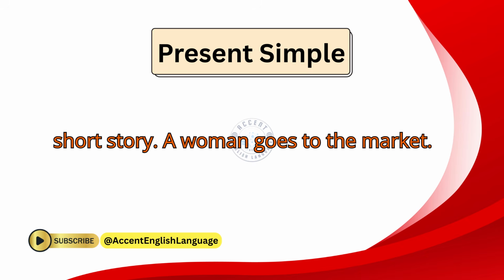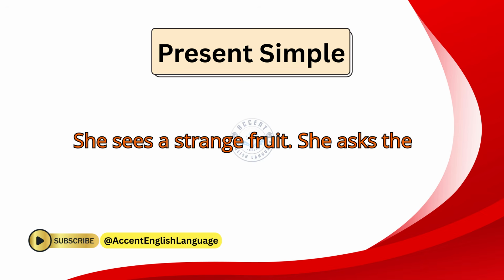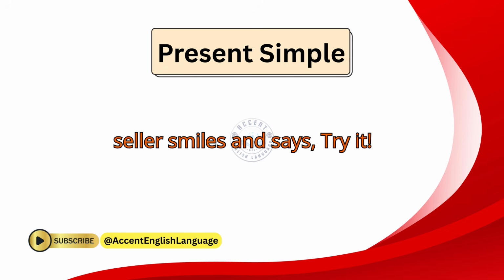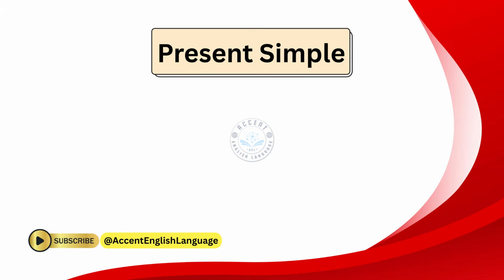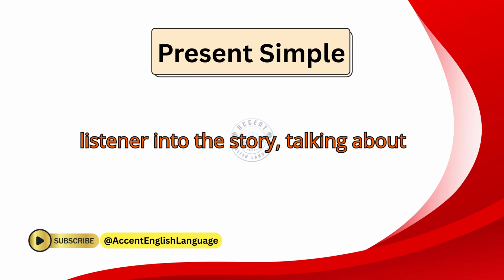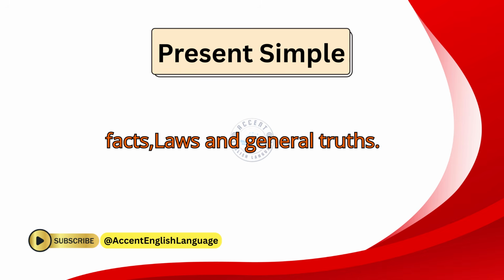Let's try a short story. A woman goes to the market. She sees a strange fruit. She asks the seller, what is this? The seller smiles and says, try it. Using the present simple brings the listener into the story.